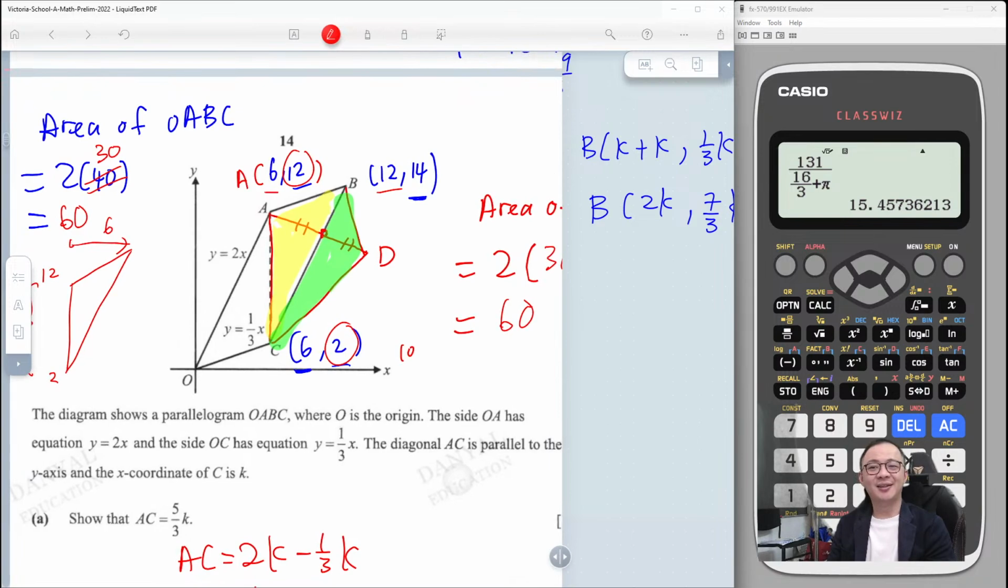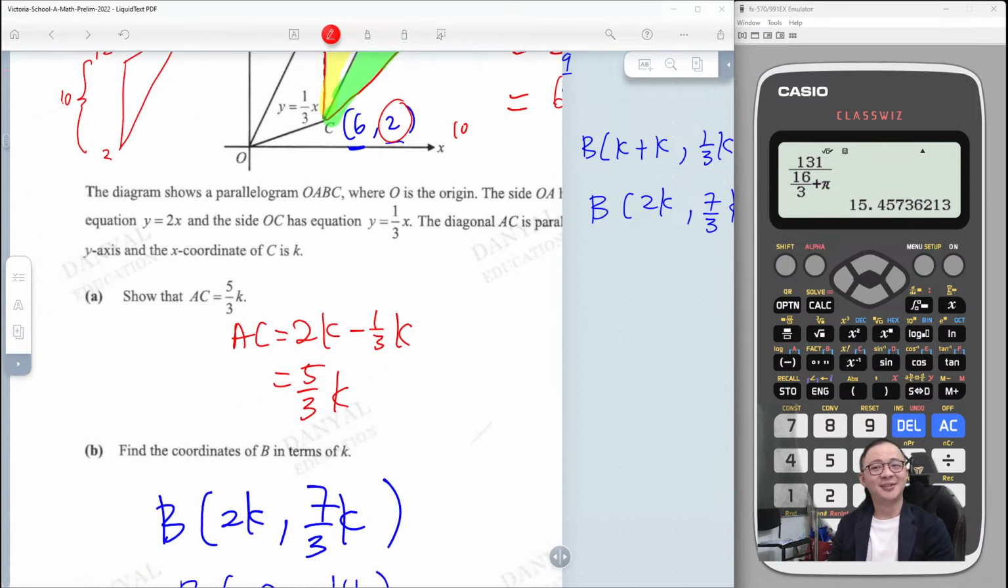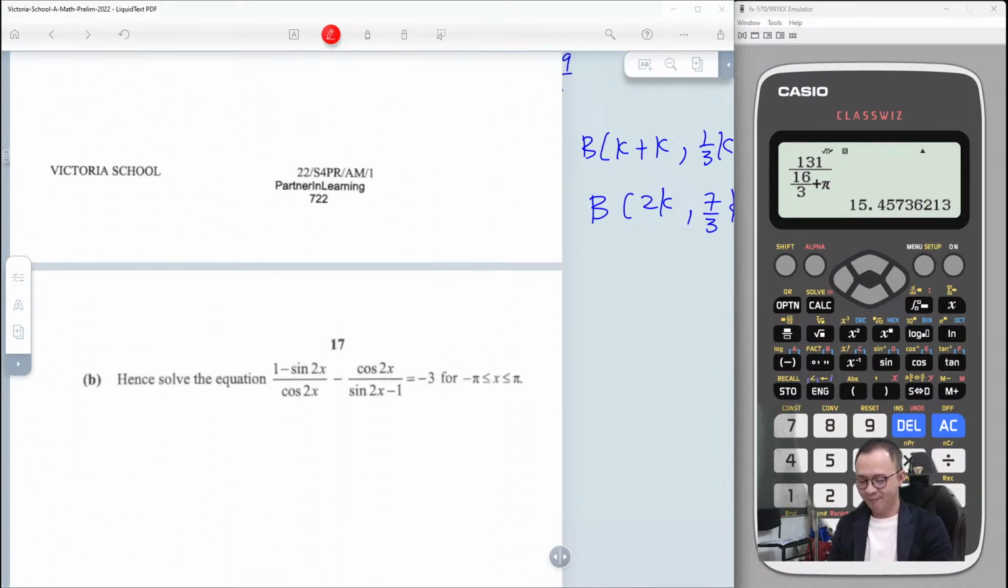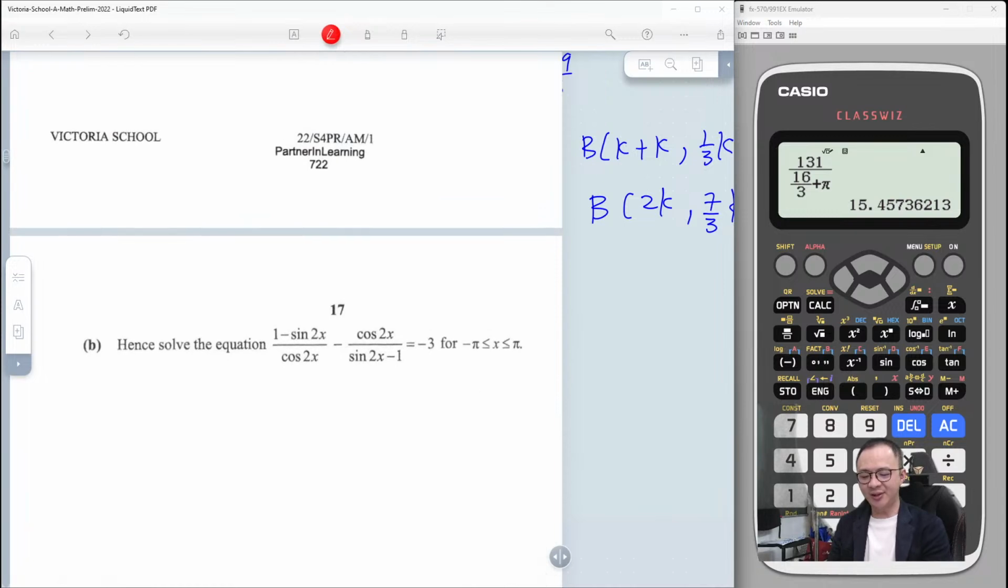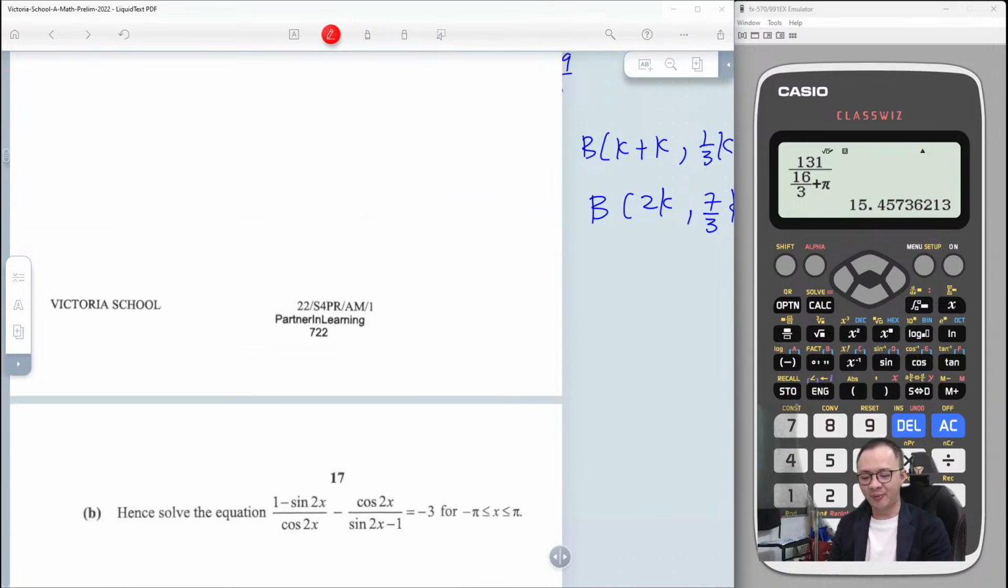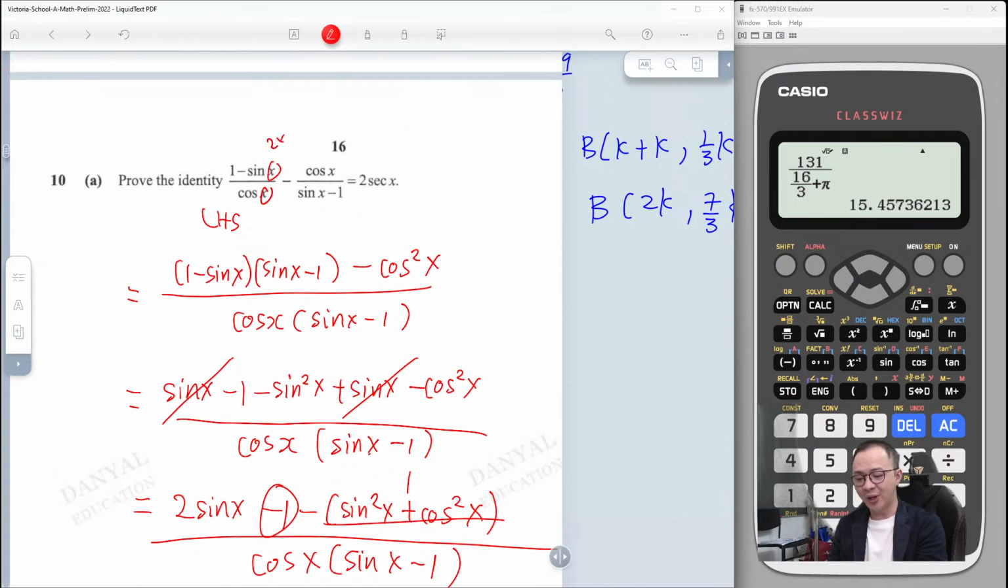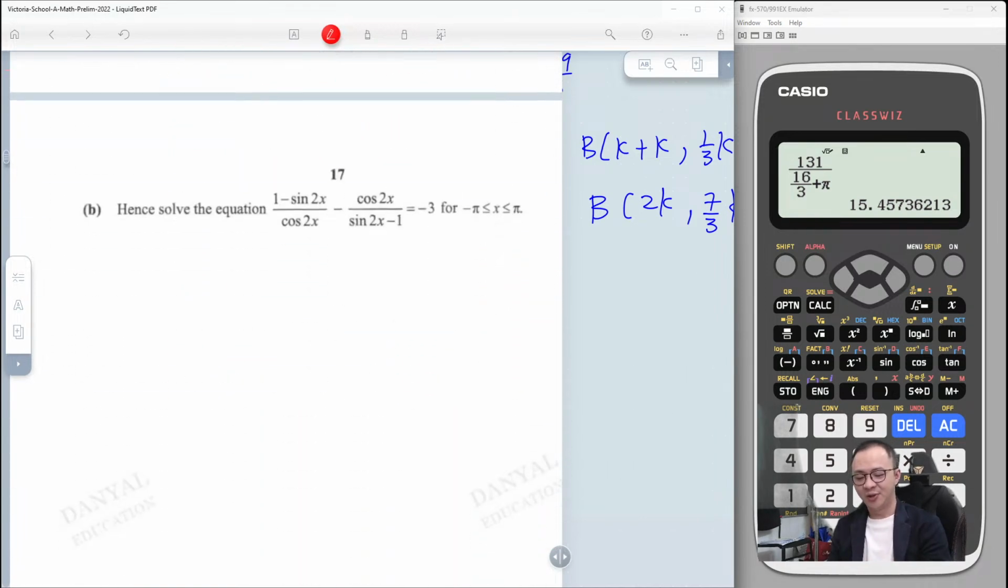Okay, but did you get 60 also? Alright, this one I think we get the same equation as the top. But then what they do is they literally change all the x into 2x. So if we change all the x into 2x here, that means our final result will be 2x also. So this one will be 2 sec 2x after we simplify. So the whole thing we can change to 2 sec 2x equals -3.